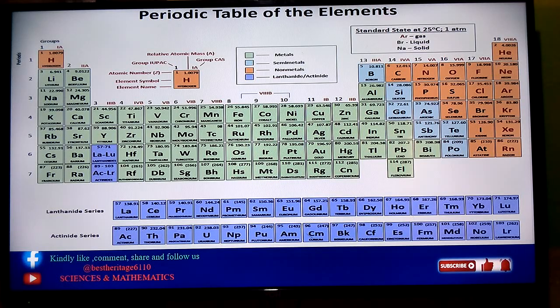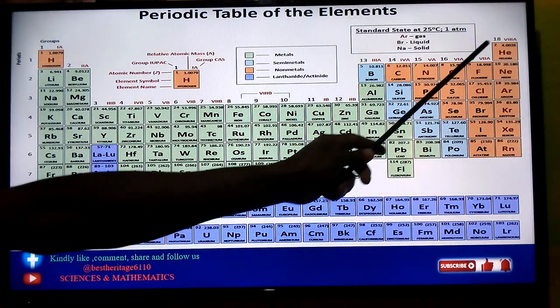So we have seen that the arrangement of these specific elements in rows gave what we call periods. In this case, we're going to see a display of 7 periods: period 1, 2, 3, 4, 5, 6, and 7. And the columns form what we refer to as groups. In this periodic table, we see a wide range of groups, ranging from number 1 to number 18.